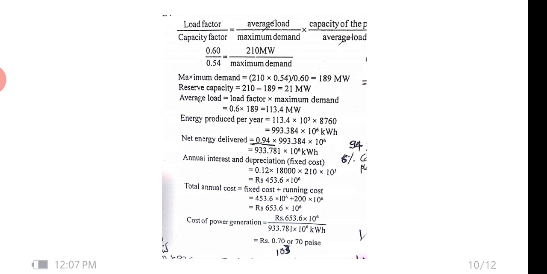Then we found out the fixed cost, that is interest plus depreciation, that is 0.12 into 18,000 rupees into 210 into 10 raised to 3, because when I multiply by 10 raised to 3 it becomes kilowatt. So it becomes 453.6 into 10 raised to 6. So the total annual cost, whatever cost we are spending, is fixed cost plus running cost, that becomes 653 into 10 raised to 6. So per unit power generation cost is the total cost, that is 653.6 into 10 raised to 6, divided by the total units generated and sold, that is 933 into 10 raised to 6. It becomes 0.7 rupees, or 70 paisa per unit.